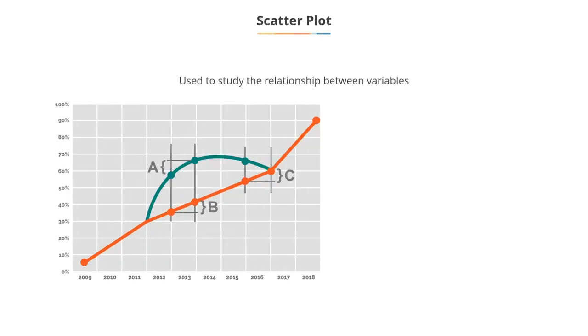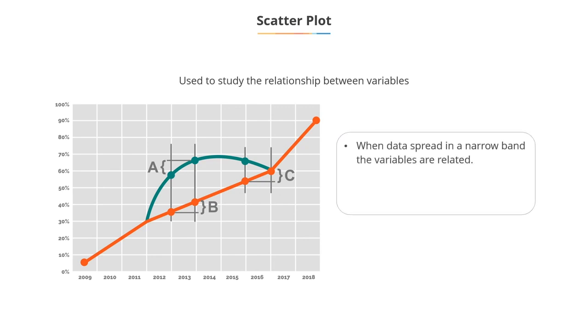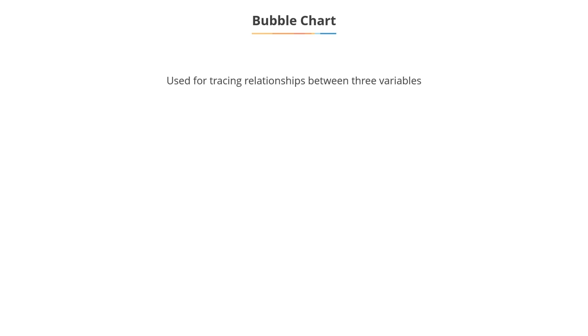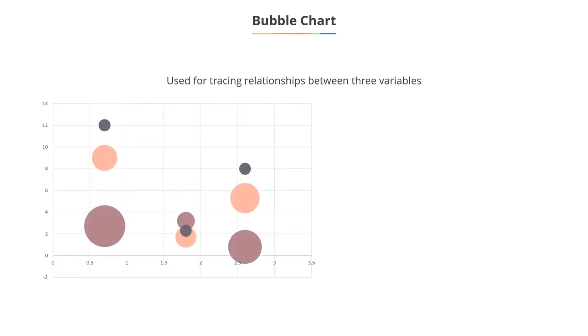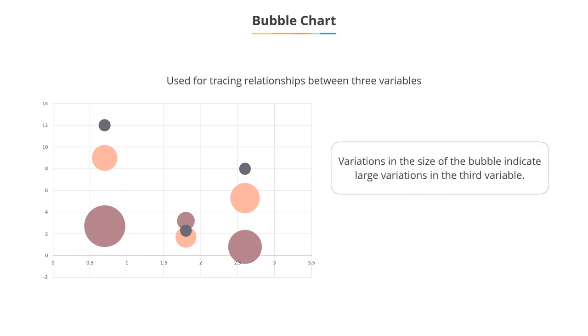A scatter plot can be used to study the relationships between variables. When data is spread in a narrow band, the variables are related. If data is scattered, a lack of relationship is discernible. Similarly, relationships can be traced for three variables using a bubble chart. A bubble chart could be interpreted as follows: variations in the size of the bubble indicate large variations in the third variable.